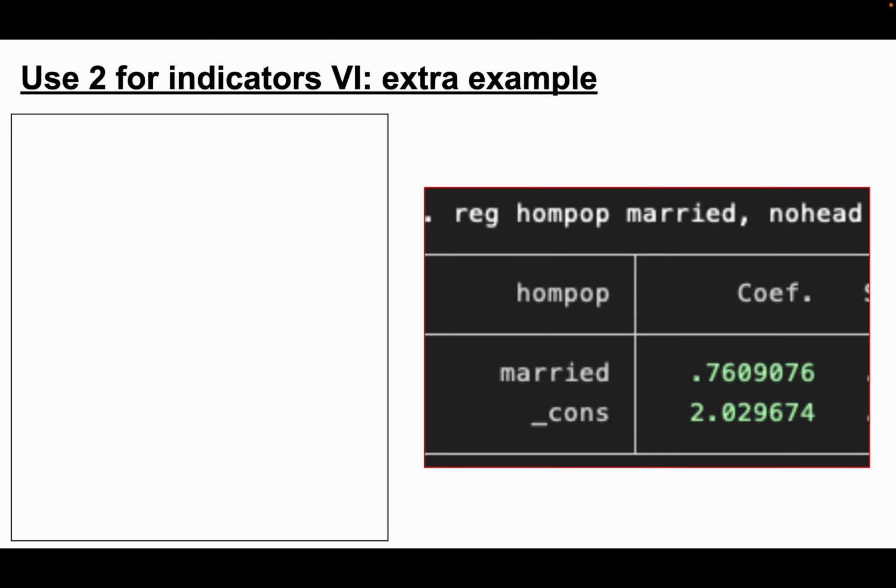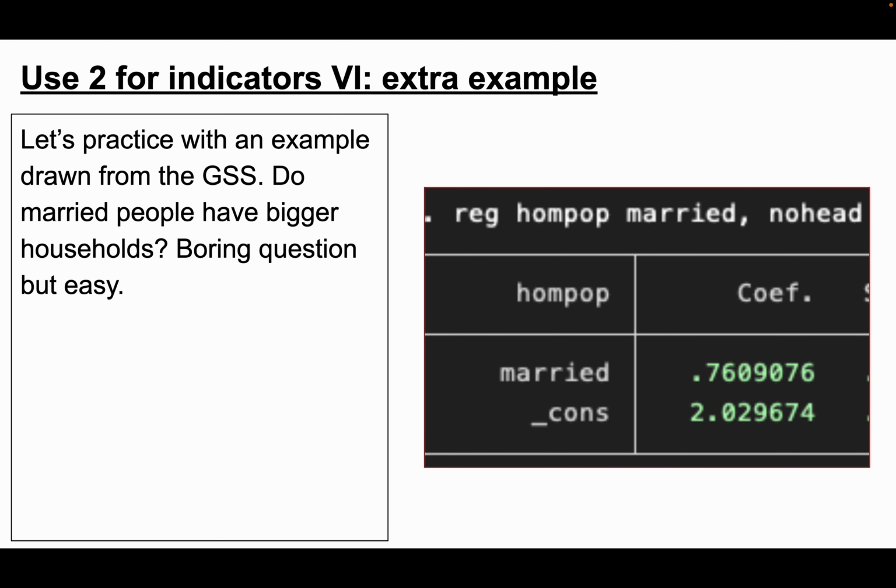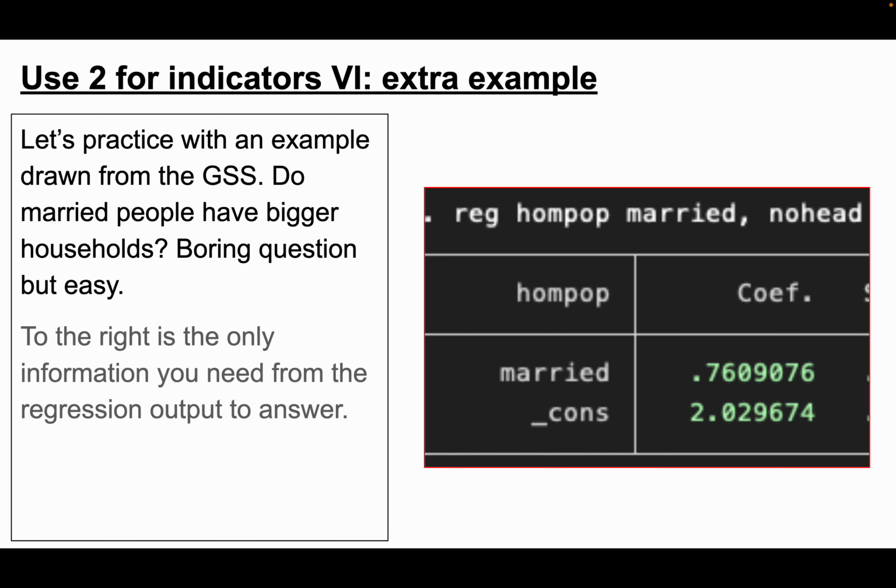Here's another example. So this is kind of a boring case, but it's meant to be easy on purpose. Do married people have bigger households? This is kind of an interesting question. And again, I excerpted some GSS data here, excerpted Stata's output here, just so that it's really easy to see the only thing you need at this level from the regression analysis. Apart from the correlation coefficient, it's the coefficient on married and the coefficient on the constant, which is the intercept.